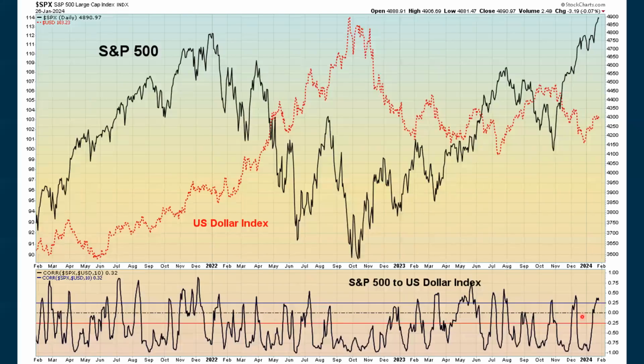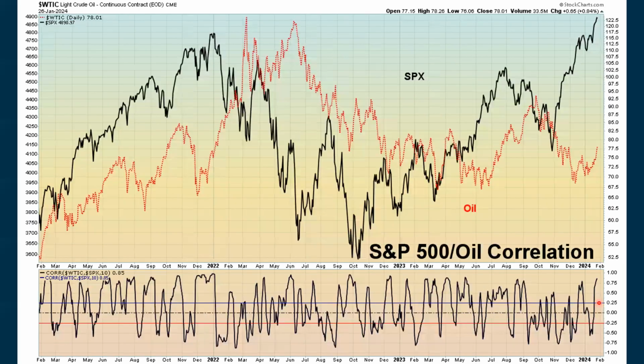Keeping an eye on some correlations where we're seeing kind of a strong relationship between the S&P 500 and the dollar. Sometimes they go in opposite directions. Right now, they're having a tendency to go in the same direction. We also look at the correlation between the S&P 500 and oil, and they're going in the same direction. Oil's been going up.